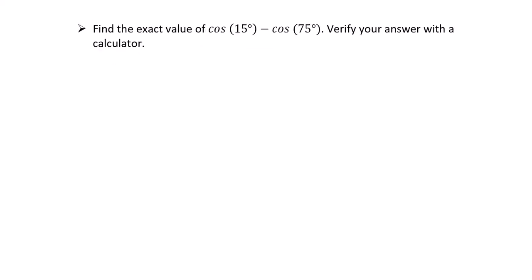Find the exact value of cosine 15 degrees minus the cosine of 75 degrees. Verify your answer with a calculator. Here I have negative 2 times the sine of 15 degrees plus 75 degrees all over 2 times the sine of 15 degrees minus 75 degrees all over 2.